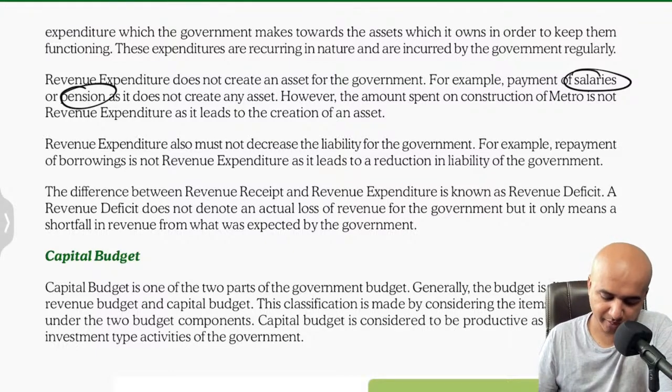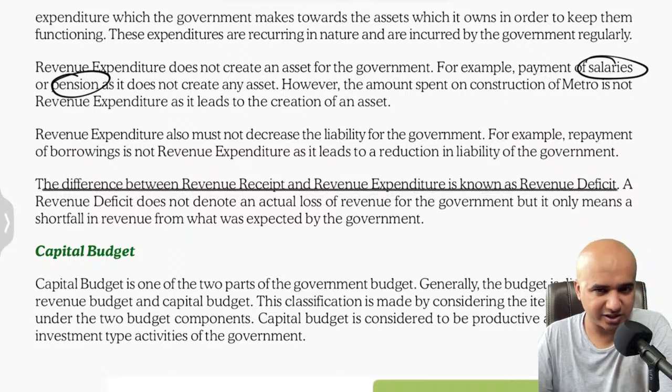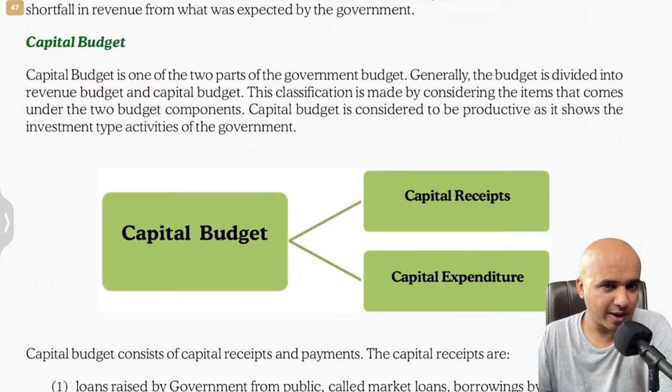Okay, now the other major important point here is this. The difference between revenue receipts and revenue expenditure is known as revenue deficit. So if your revenue receipt is less than the revenue expenditure, then there is a deficit. That means you have less revenue to cover your expenses. That is the thing. Now let us look at capital budget.